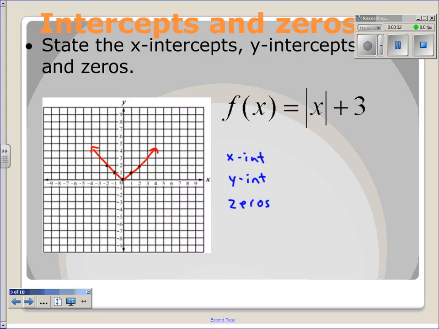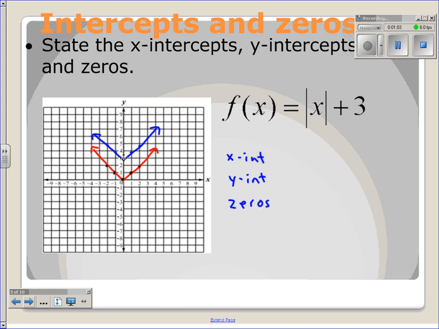So let's work out a few problems. State the x-intercept, y-intercept, and zeros for f of x equals the absolute value of x plus 3. Notice here I have my parent already graphed with my 5 points. Remember plus 3, that's D, so I'm going to shift up 3 units. So I'm taking all 5 points and shifting up 3 units and graphing.